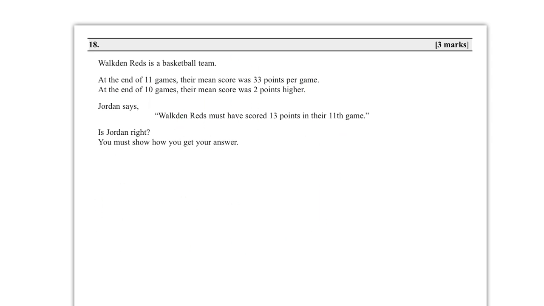Okay, Walkden Reds is a basketball team. At the end of 11 games, their mean score was 33 points. What does that mean in terms of a formula? That means when we add them all up, divide it by 11, what do we get? 33. So that means the total of the 11 games equals 11 times 33. 363, okay? So that's what that first bit means.